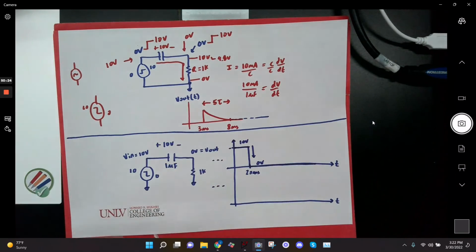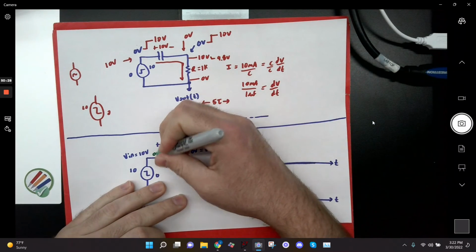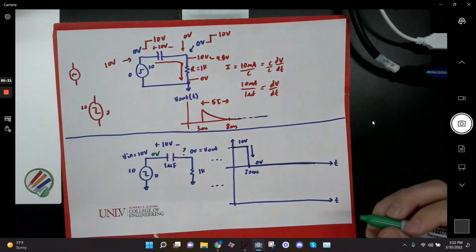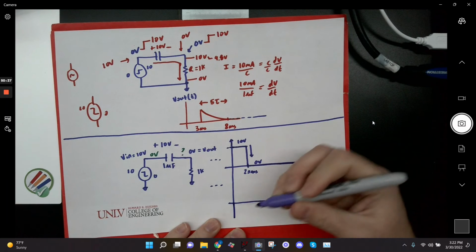So now, let me change colors. It just went from 10 down to sitting at 0. What's going to happen to the output node? Does anybody have any ideas? Hold on, what was that?